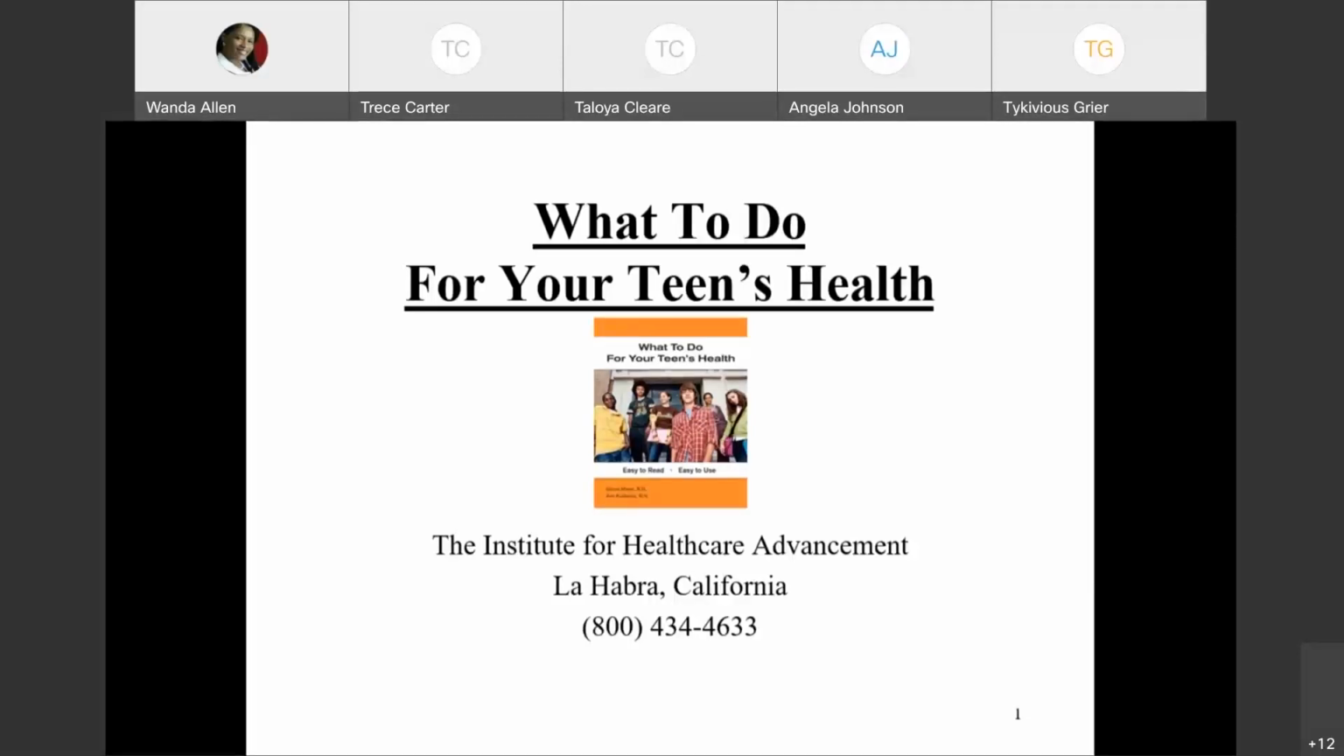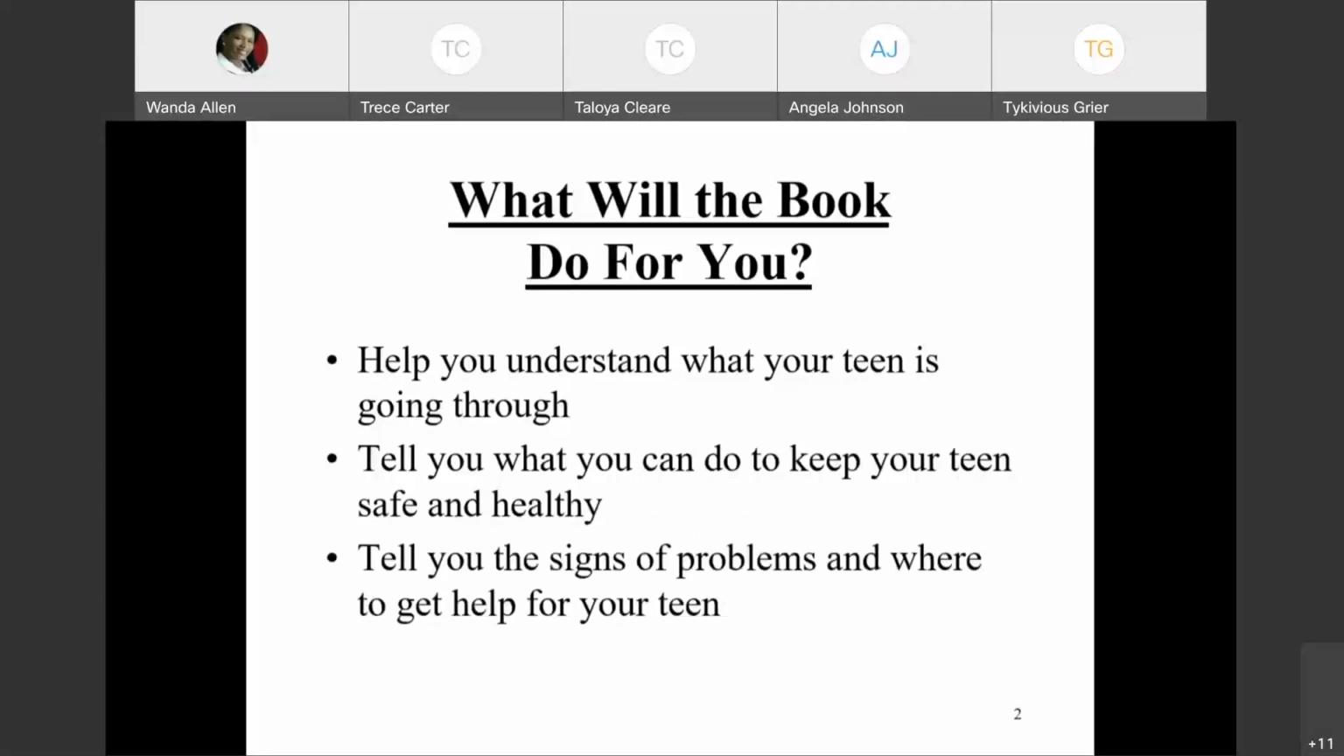Then if you turn to page 52, letter D, introduce the book. They give you a PowerPoint for that, and you introduce the book and what it's about, and that's the PowerPoint we're actually looking at. And then PowerPoint 2, as you keep going through, tells you the purpose of the book, okay? It's to help you understand what the teen is going through, tell you what you can do to keep your teen safe and healthy, and tell you the signs of problems and where to get help for your teen.